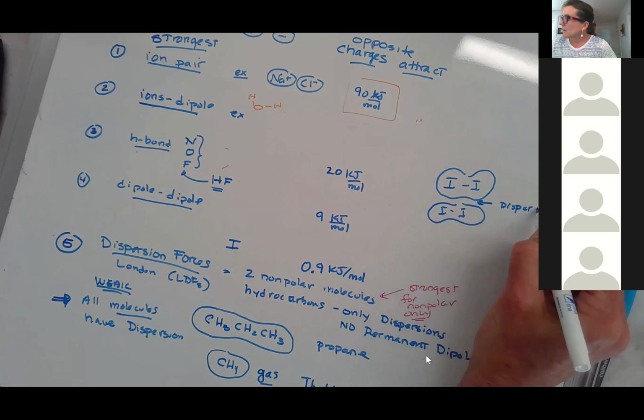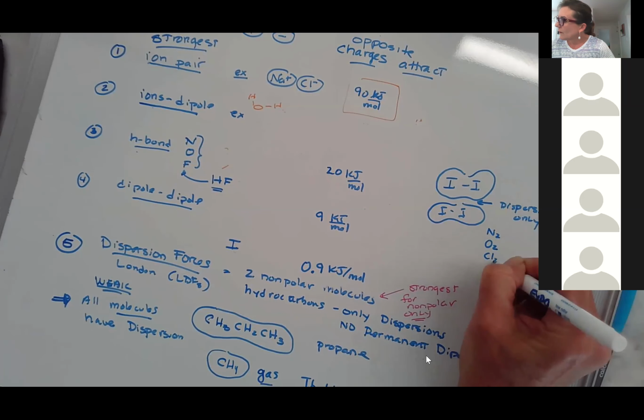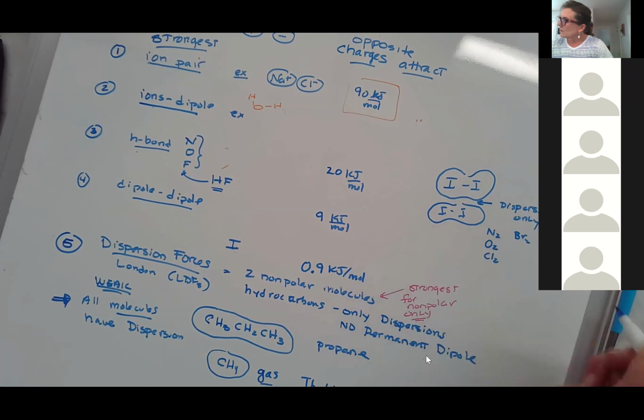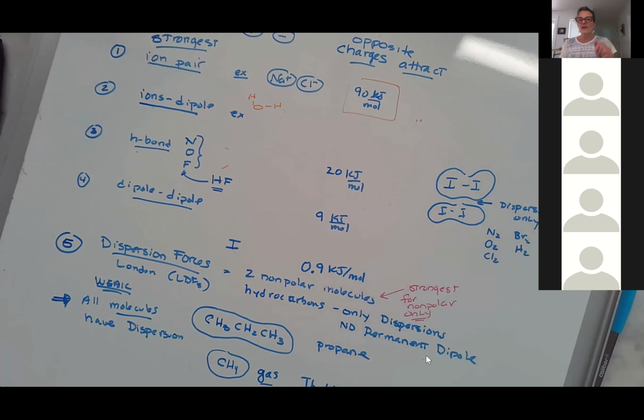And that would be true of any diatomic: N2, O2, Cl2, Br2, H2. Those only have dispersion forces. And those are all gases at room temperature, except maybe iodine, right? Iodine sublimates. But they're very weak interactions.